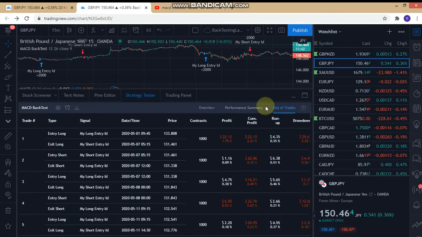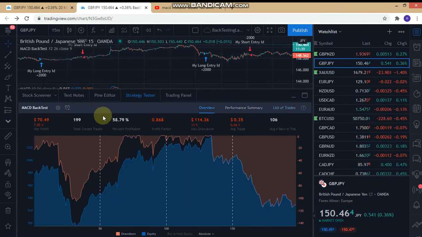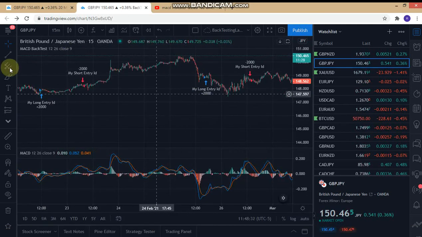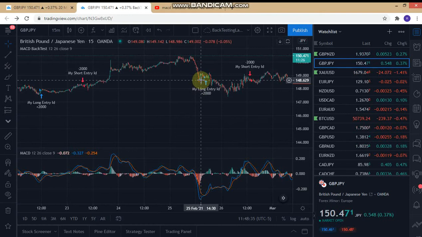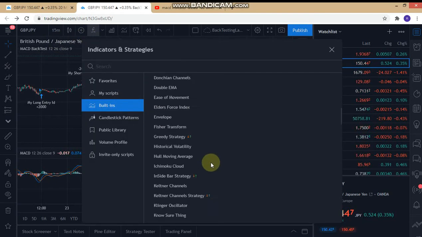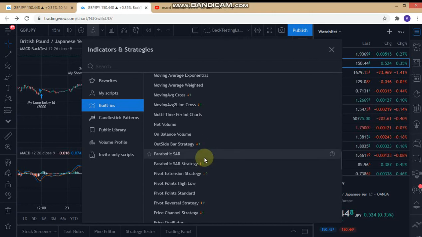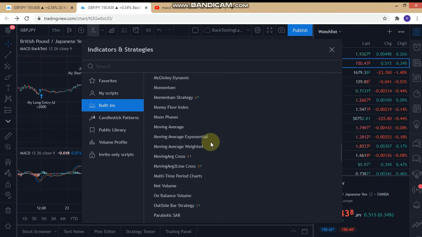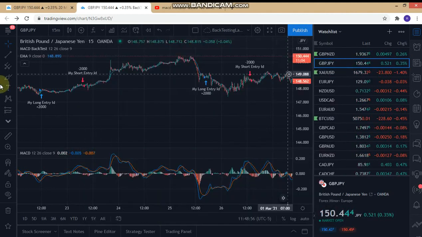One of the ideas that's been suggested is you can add a 200 moving average so that long entries are only taken when price is above the moving average, and then it only shorts when it's below the 200 average. So let's go to the moving average, exponential, and see what that looks like.